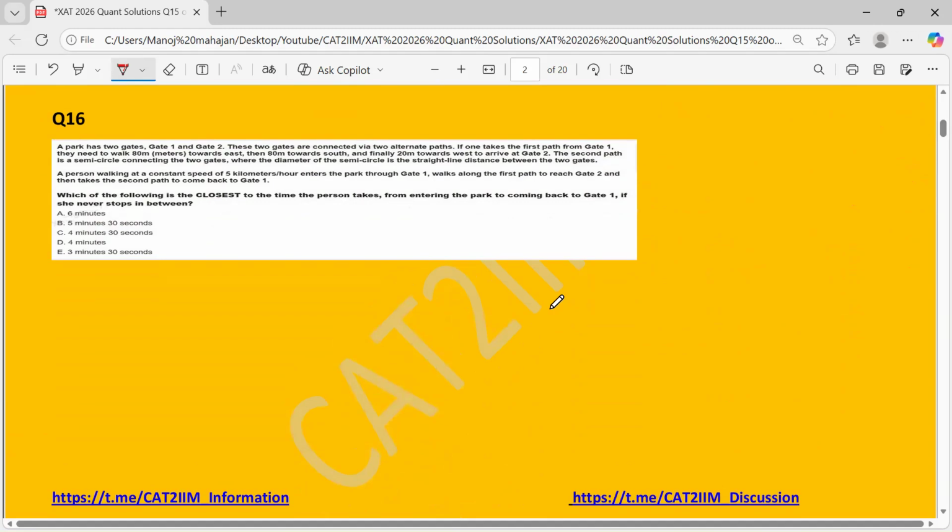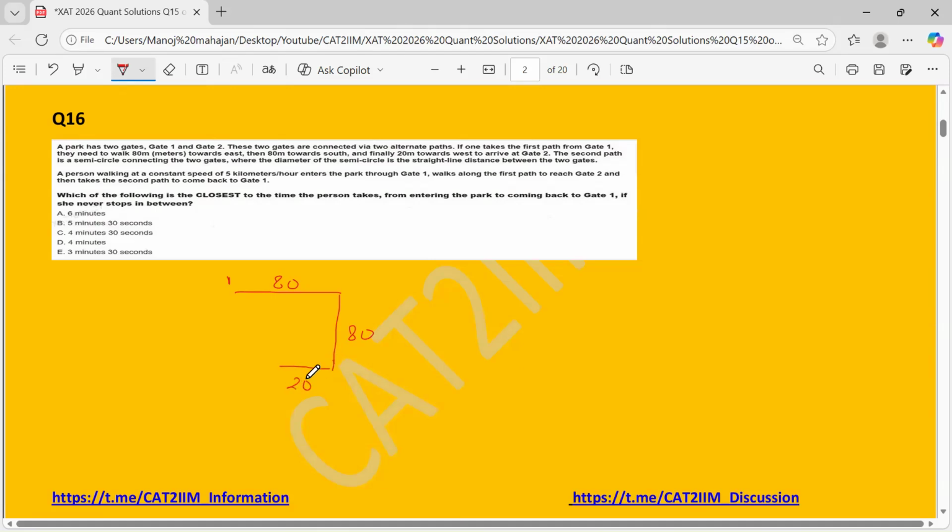So as I told you, XAT 2026 was heavily dominated with geometry. Over here, if I say you have gate 1 and gate 2, the first path from gate 1 was 80 meters towards east. So you have to remember the directions also. Let's say this is gate 1. I have 80 towards east, then 80 towards south, and towards west, that was 20.